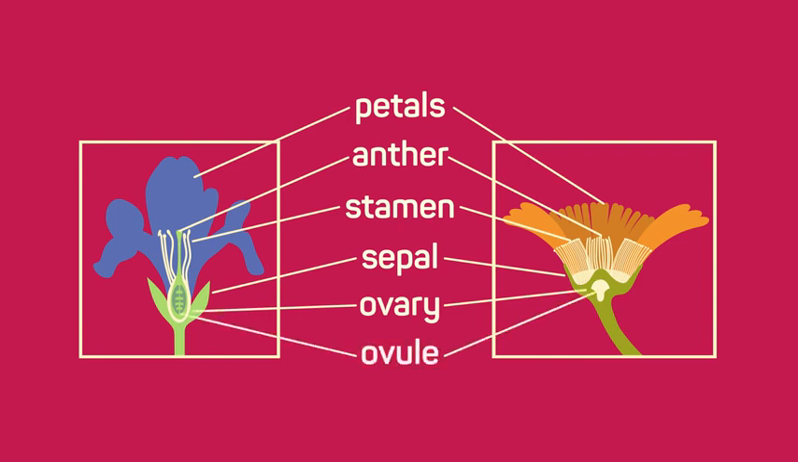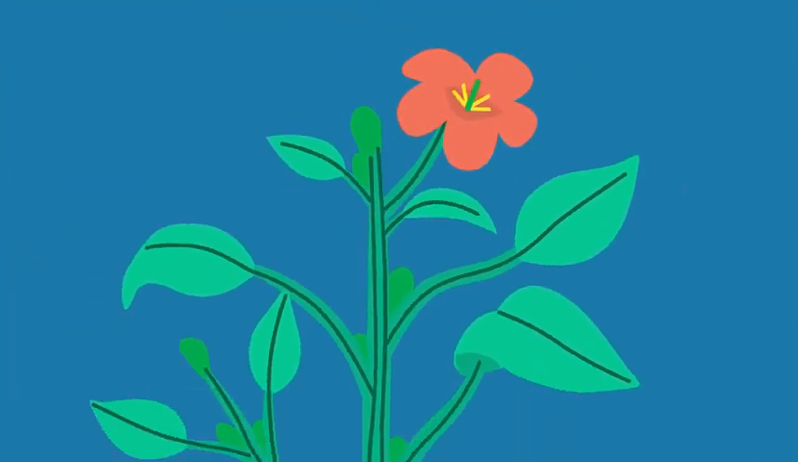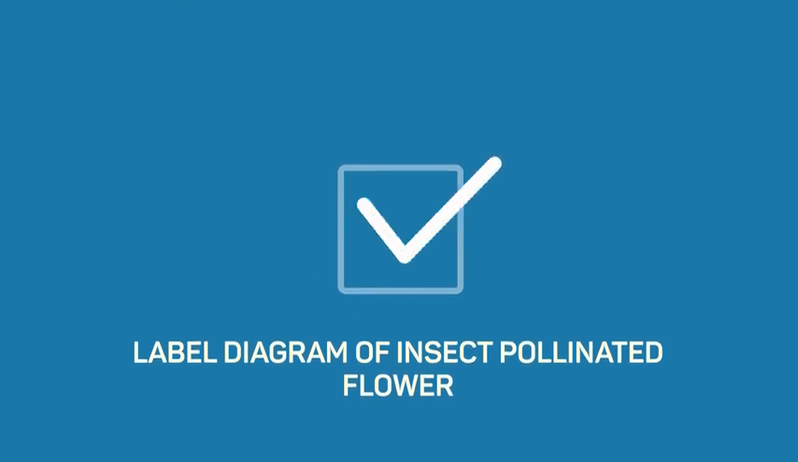Check your answers now. So in this video, you have learnt about the different structures of a plant. You should now be able to label a diagram of a plant and insect-pollinated flower.